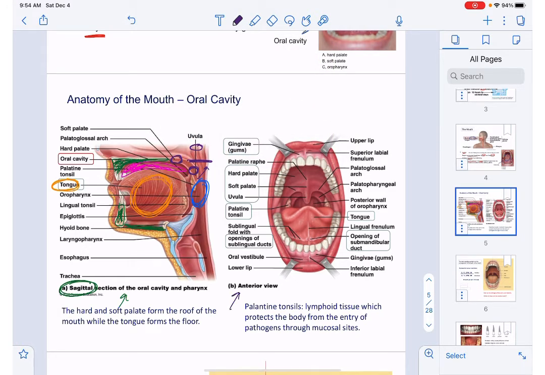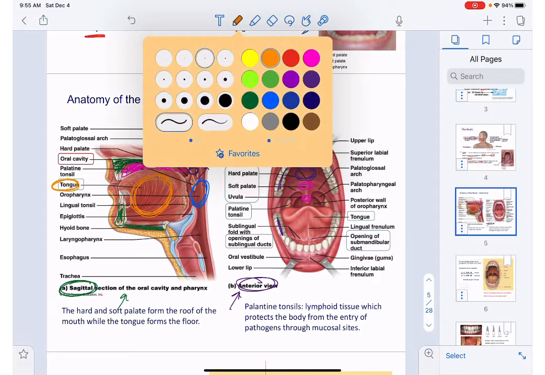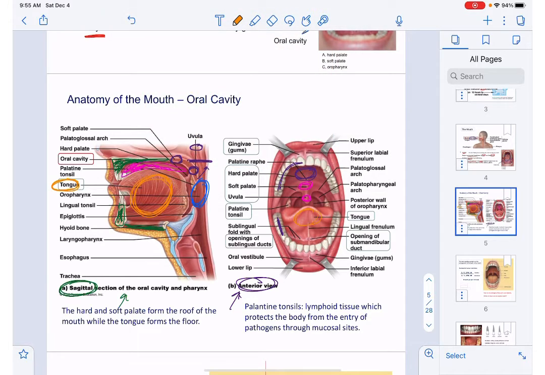Then we can look over here. This is an anterior view of the oral cavity. And so now we can see the teeth. We have the teeth up here that are set in the maxilla, the teeth down below that are set in the mandible. Here's the hard palate. There's the soft palate. And there's the uvula down below. Here's the tongue.